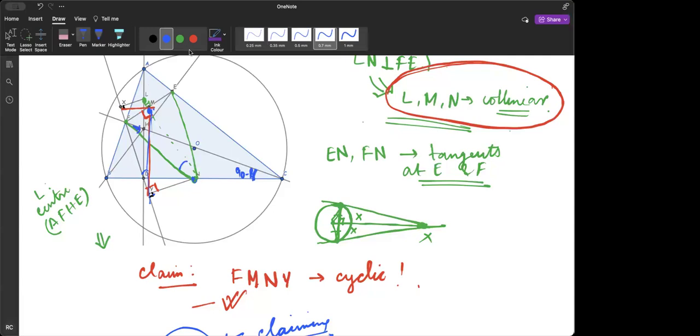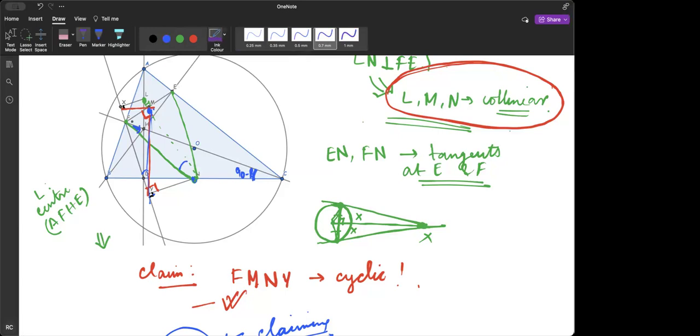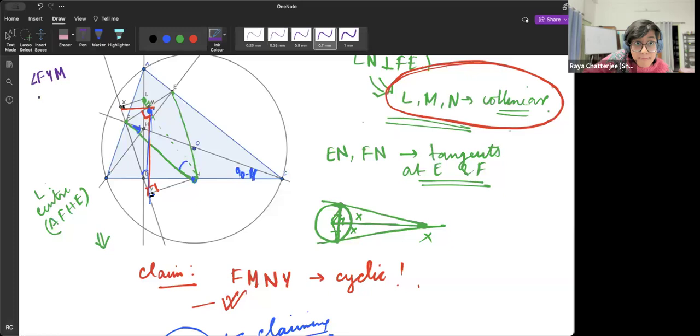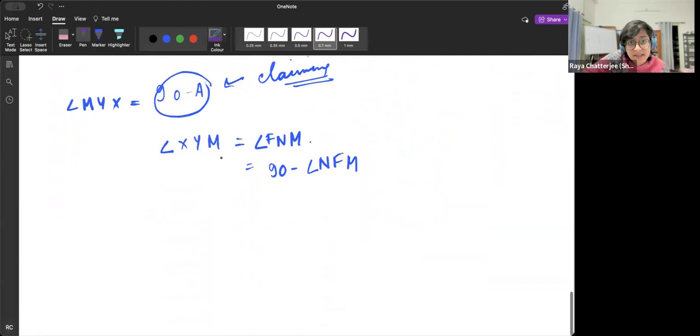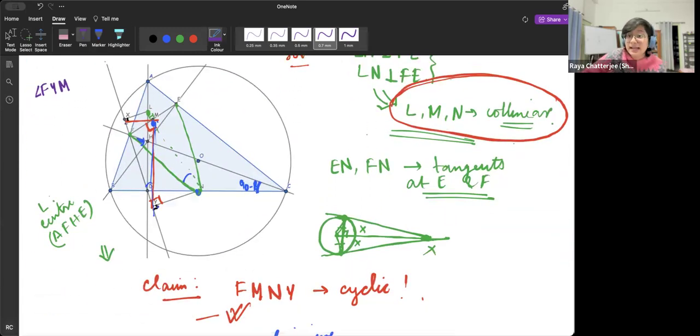Yeah, but if F, M, and Y, if it's cyclic already, we know it, then is it just a property of cyclic quadrilaterals? Okay, which angles are you trying to say? Can you go once again? Angles F, Y, M, and F and M. FYM. Yes, FYN and FNM are equal. Yes, that's what we have done here. But that is not what we want to show, right? What we want to show is that XMY is 90 degrees.